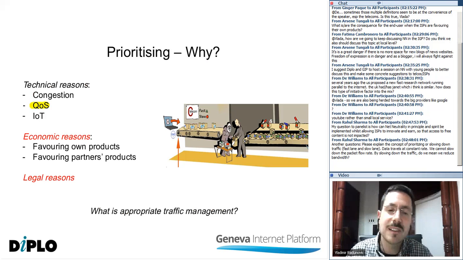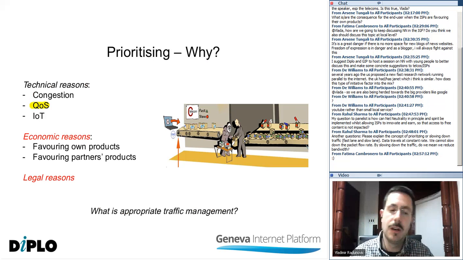Prioritizing certain types of packages like video or voice over text has always been done. The routers are not dumb equipment. They're quite smart. So for quality of service, priority of packages has always been technically done for technical means and technical needs. Congestion is something that has not always been done, or we didn't used to always have it.